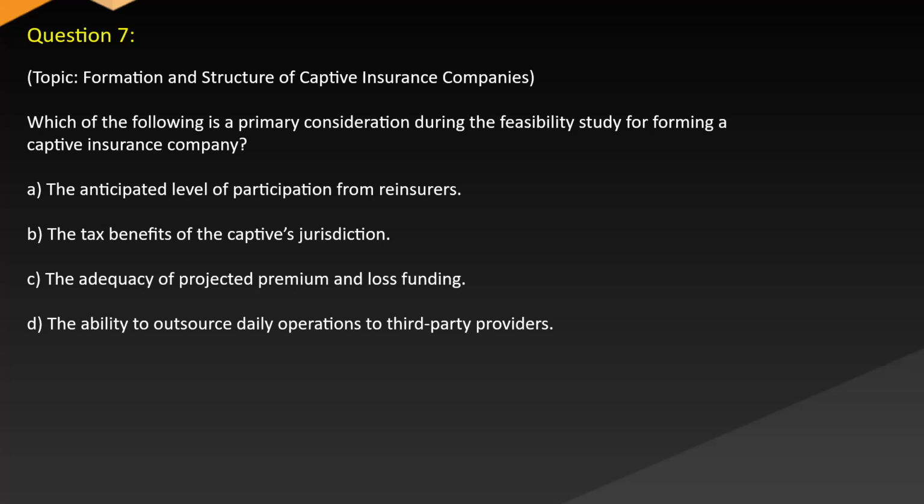Question 7. Topic: Formation and structure of captive insurance companies. Which of the following is a primary consideration during the feasibility study for forming a captive insurance company? A. The anticipated level of participation from reinsurers. B. The tax benefits of the captive's jurisdiction. C. The adequacy of projected premium and loss funding. D. The ability to outsource daily operations to third-party providers.